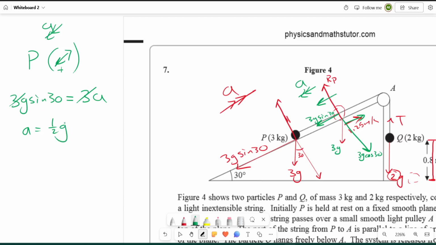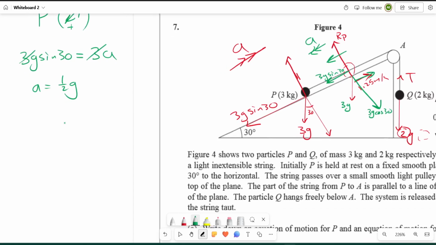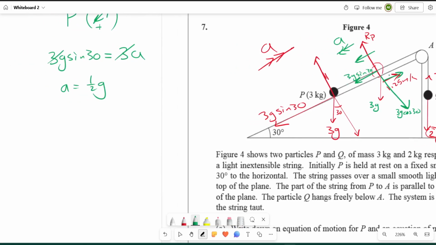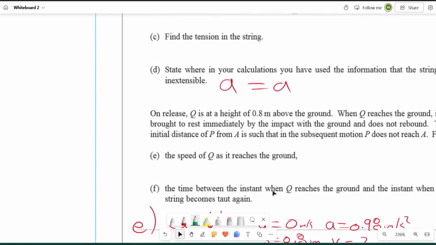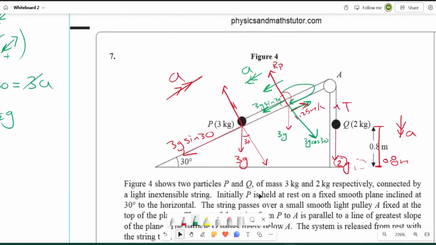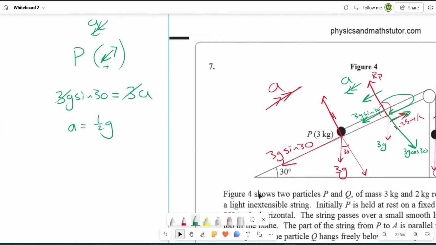This is my acceleration. Now I can do kinematics for P to calculate how much time it will take to go back and come up to this point again, so the string is taut. Because the question asks me the amount of time between the instant when Q reaches the ground after it moved 0.8 meters and the instant when the string becomes taut again. So let's use kinematics. I'm going to say this direction is positive, so up the slope is positive.